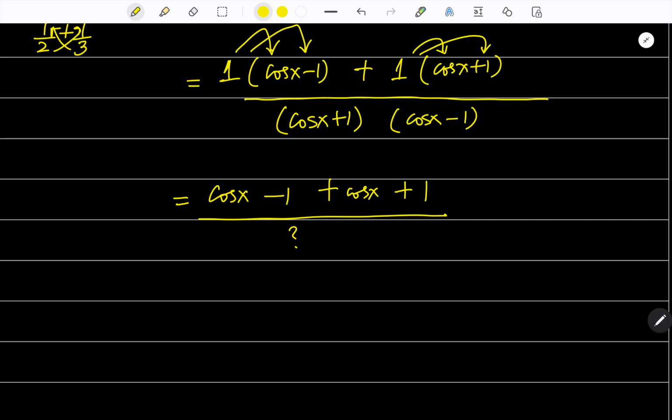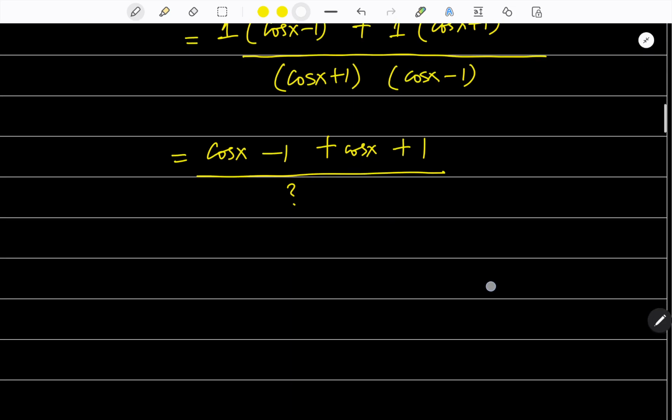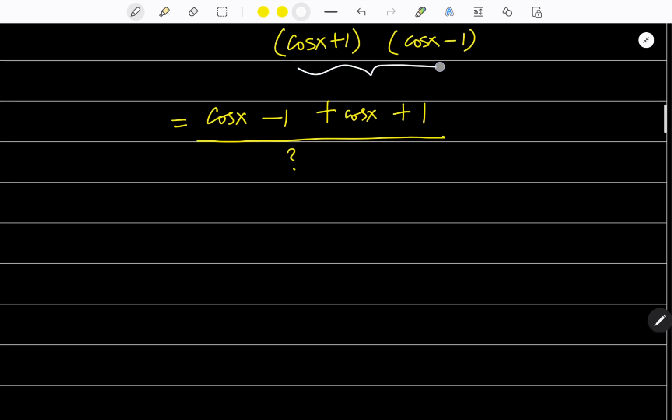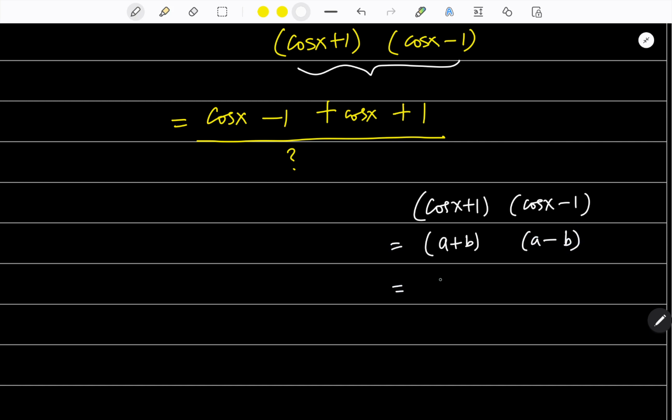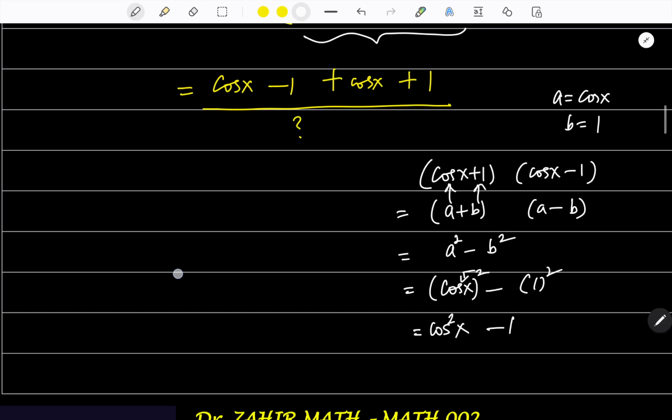Divided by, what is the question mark? We are going to do the denominator part. Look here: cosine x plus 1 times cosine x minus 1. This is of the model a plus b times a minus b. What is a plus b times a minus b? a square minus b square. What is in the place of a? Cosine x. What is in the place of b? It's 1. So cosine x whole square minus 1 square. So cosine square x minus 1.